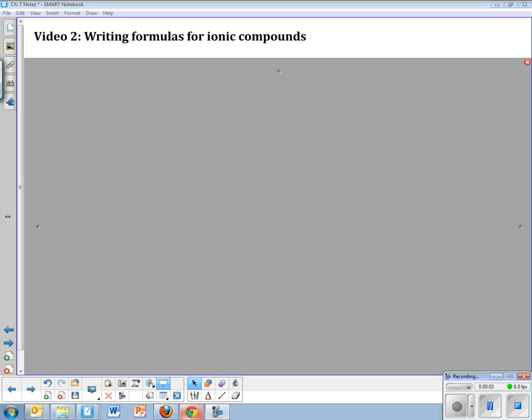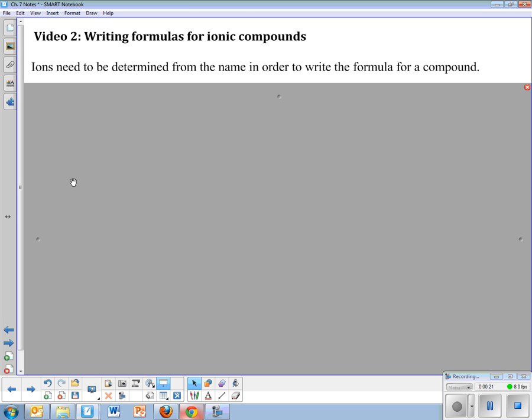This video is on writing formulas for ionic compounds. So you should already know how to combine ions to write a formula with a cation and an anion. Now we're going to take it one step further, one step previous: given a name, determine the ions and then determine how to combine them to write the formula. So ions need to be determined first from the name if you're going to write the compound.